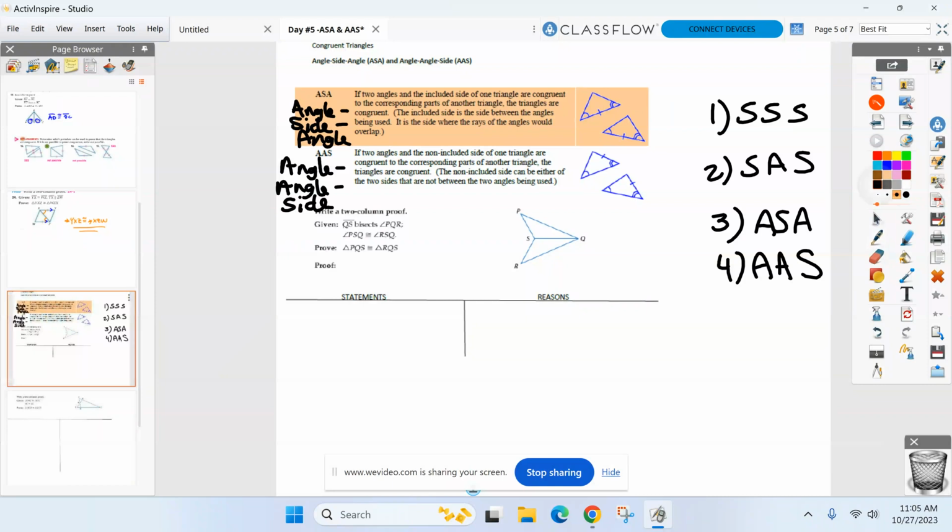All right, what do you say we try out a proof? So sorry, honors kids, that I didn't put the givens in there and mark your diagram like I did yesterday. Suck it up. Here we go. QS bisects PQR.